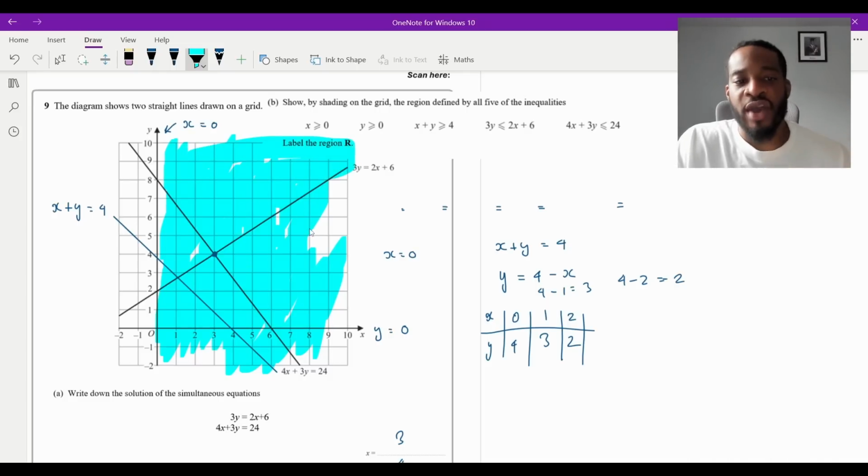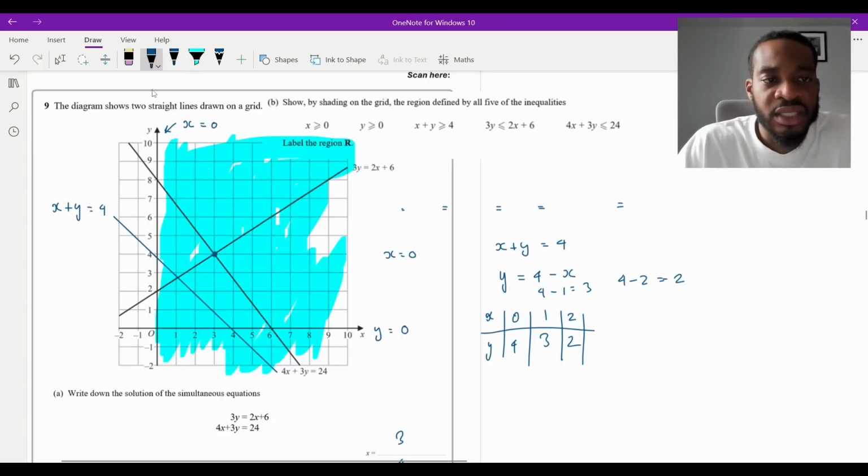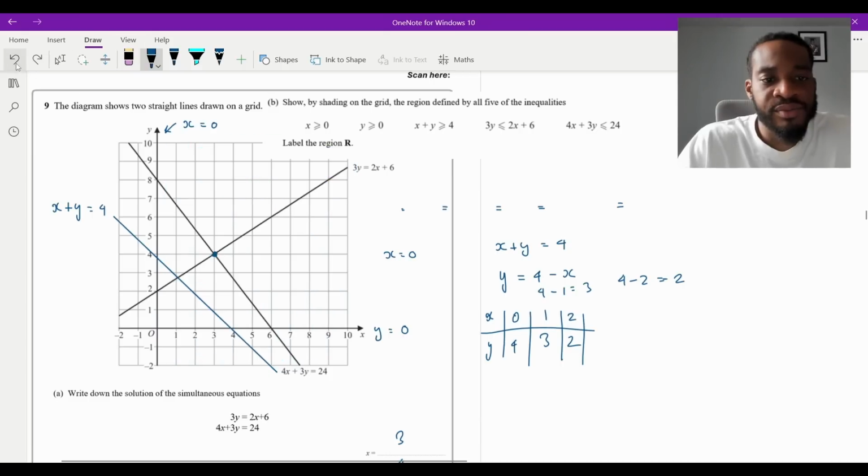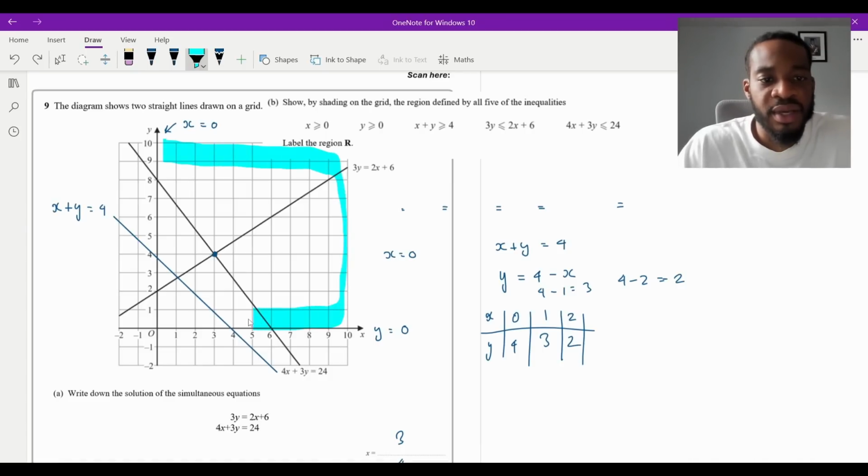Now, y is greater than 0. Well, what does that mean? Well, y equals 0 is the x-axis. If I'm greater than the x-axis, it means that I'm above. So what I'm going to do is say, well, if I need to be above, that means I can't have this part on the bottom here, can I? So for me, let me just rub this out. So far, based on the first two inequalities, it's literally just going to be this top corner that I'm going to be looking at.